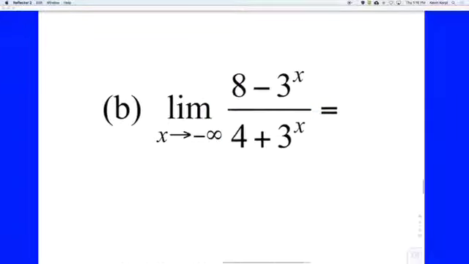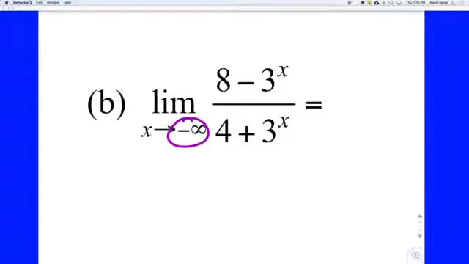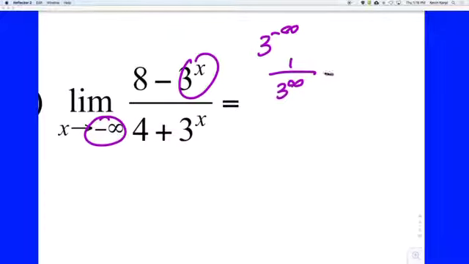All right, last one here, 30 seconds. Now as we're going to negative infinity, ooh, that's different. What happens to 3 to the x as x goes to negative infinity? Well, that's 3 to the negative infinity, which is 1 over 3 to the infinity, which is approaching what? 0. So exponentials have dramatically different end behaviors. On one side, they're infinite. On one side, they're 0.